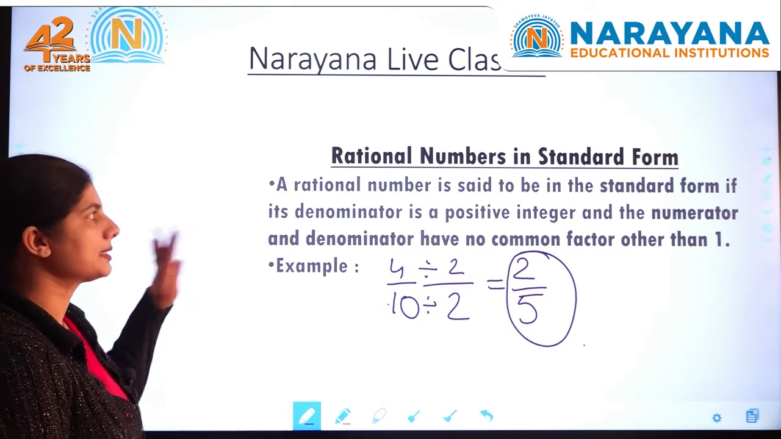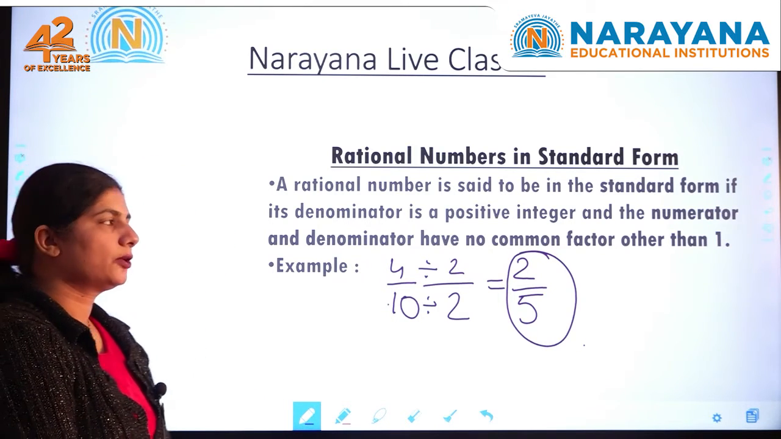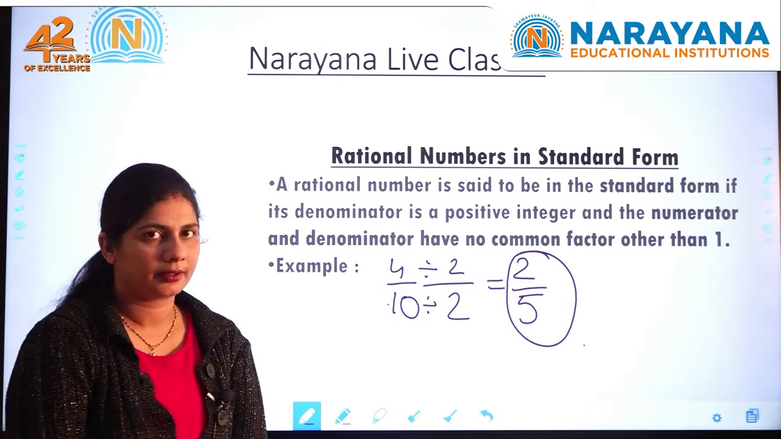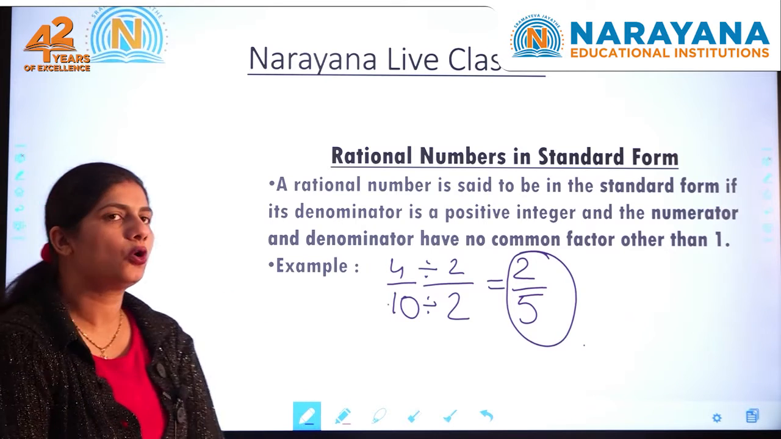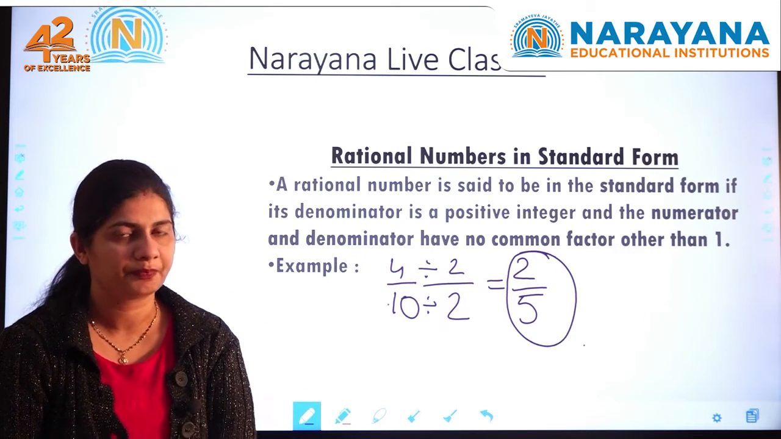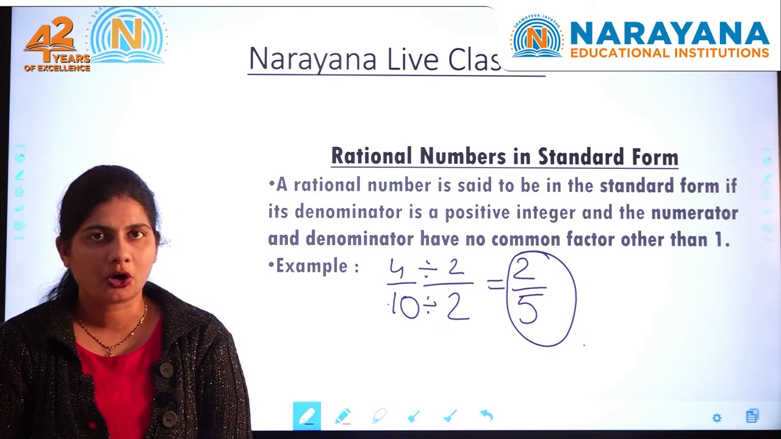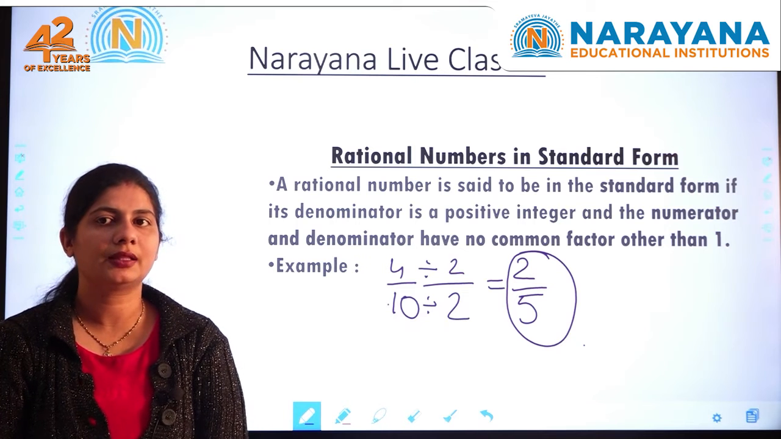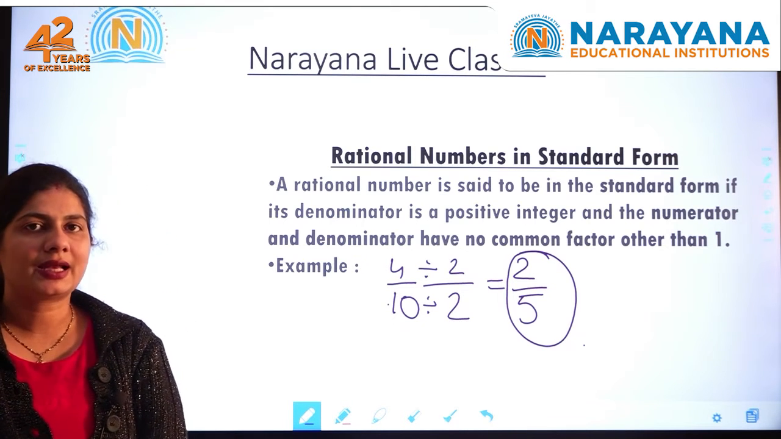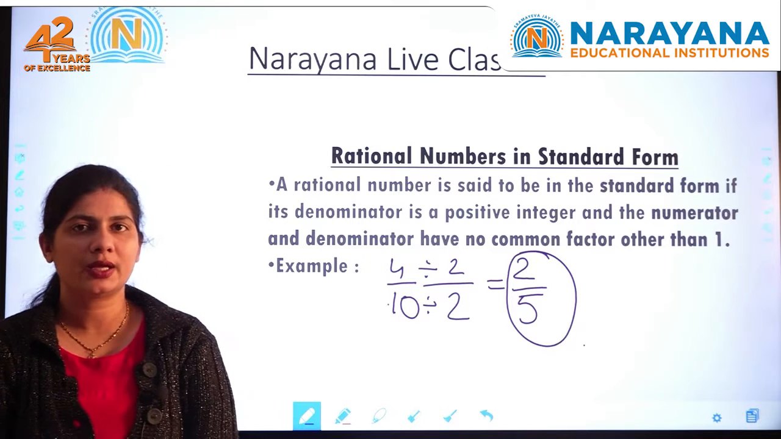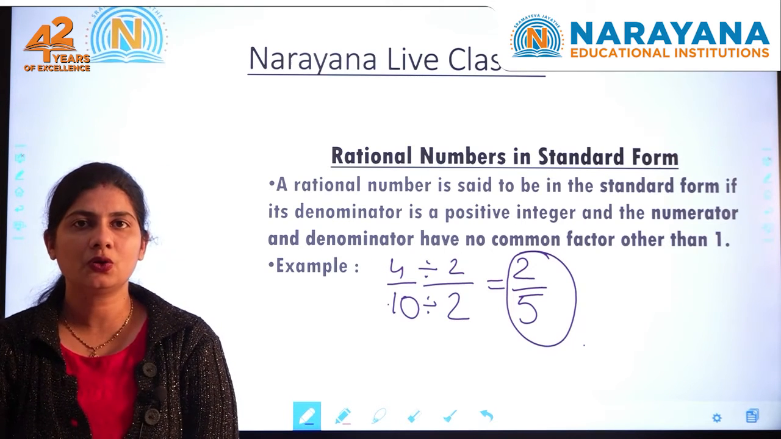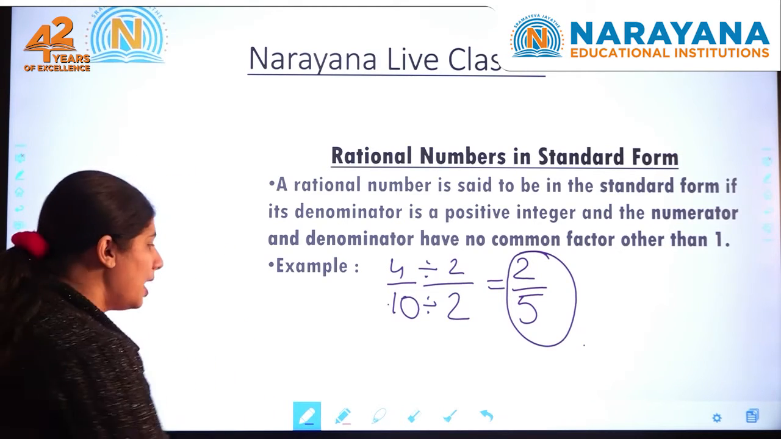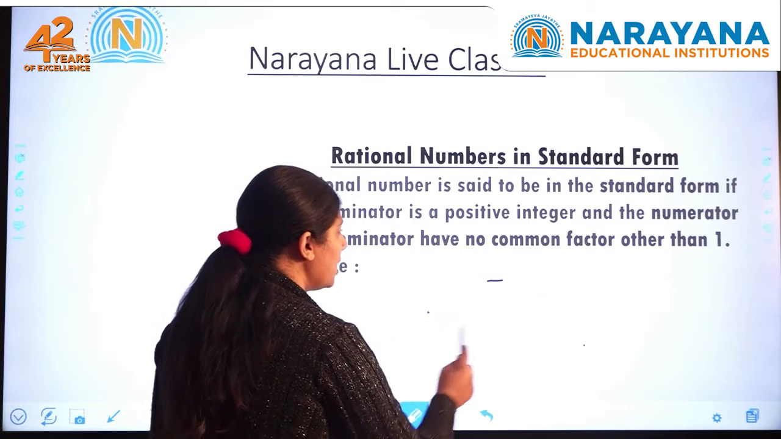So, what is the standard form? Our rational number is said to be in the standard form if the denominator and the numerator have no common factor other than 1. Then this rational number is said to be in its lowest form, the reduced form or standard form. Now we'll see how we can draw a rational number on the number line.